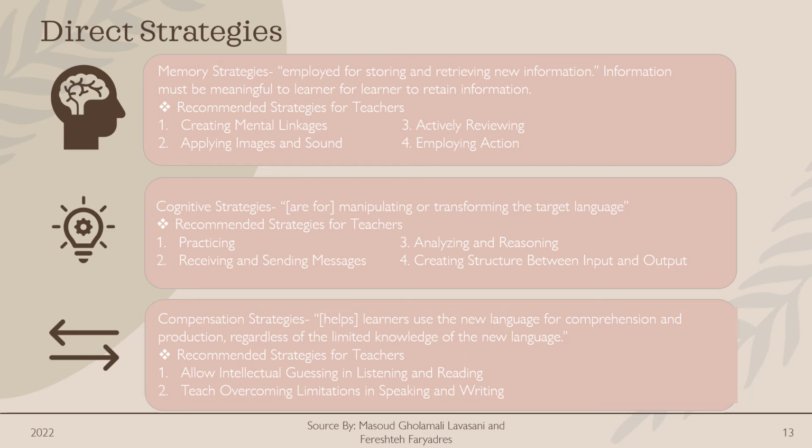If they're compensating for what they don't know with something that is incorrect, that can be detrimental. So in order to keep that from happening, we need to allow intellectual guesses in listening and reading, and teaching overcoming limitations in speaking and writing. It's okay to make mistakes, but let's fix those before we compensate for what we don't know with incorrect answers.